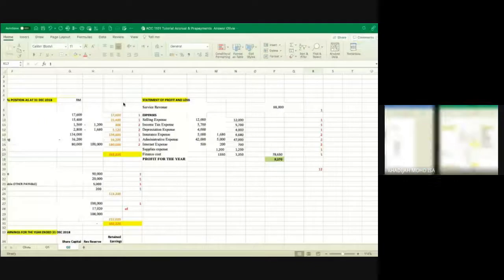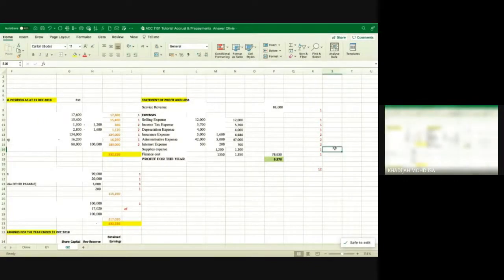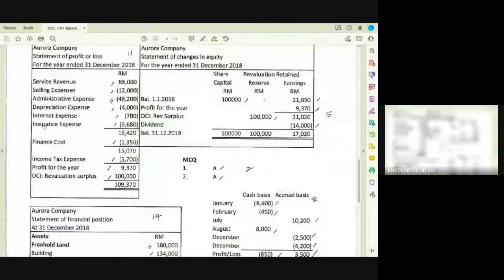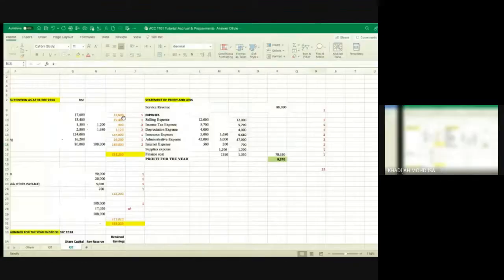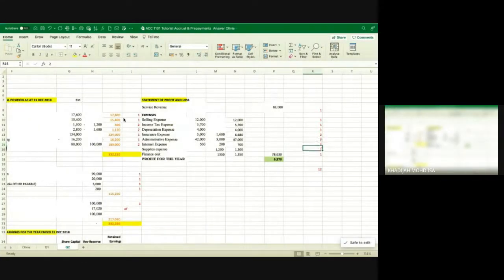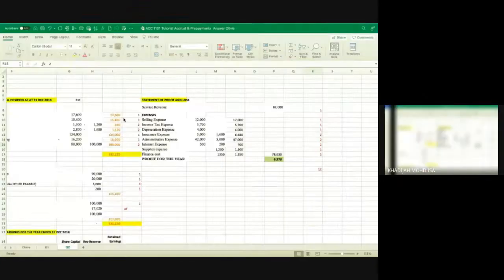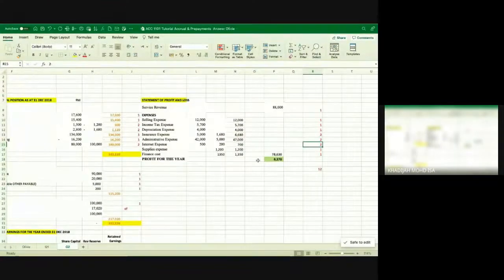Oh, I know. Here 2. How many ticks for internet expense? 1. Why did I make it 2? Oh, they only gave 1 for 700. There's supposed to be 2 ticks there. Alright, it's okay. But you know that these are the adjustments that you have to take into account.